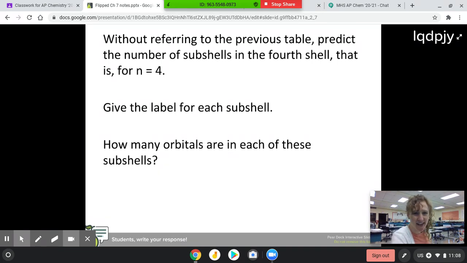Nice. Yes, S has one orbital, which can hold 2 electrons. P has 3 orbitals, or 3 orientations of the orbital. So 3 orbitals can hold 6 electrons. D has 5 orbitals, so can hold 10 electrons. F has 7 orbitals, so can hold 14 electrons.